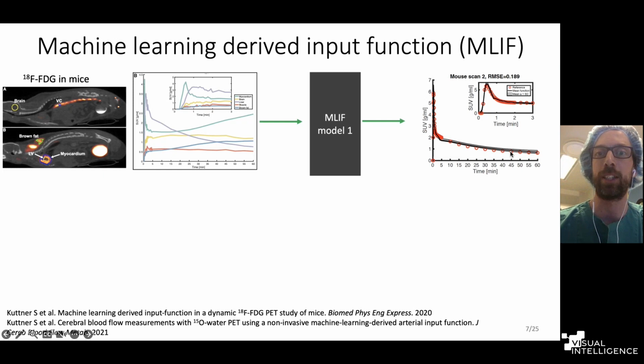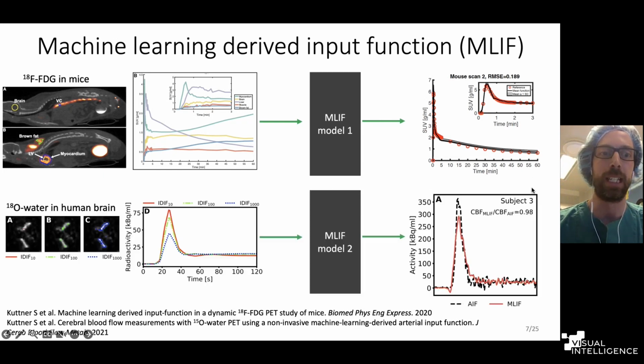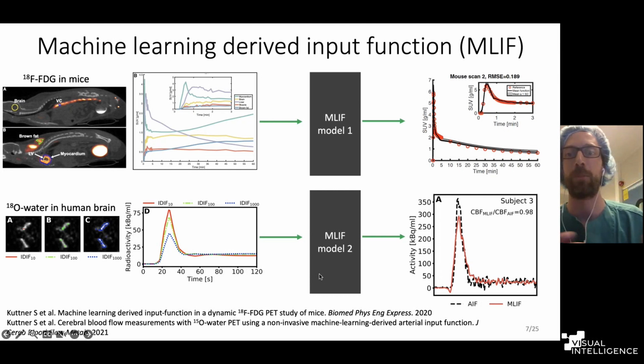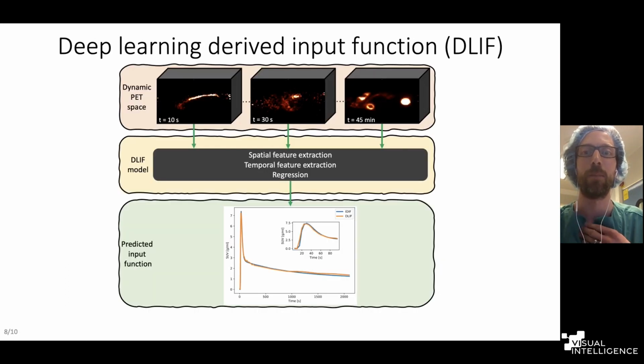So we had one publication showing that this was possible in mice, and also another paper where we tried this in humans in an oxygen-15 water study. So we saw that the concept sort of worked, that you could transform these image-derived curves into a useful input function. However, someone then has to go in and delineate these regions, so it's still a human interaction. So we wanted to overcome this manual interaction with the images.